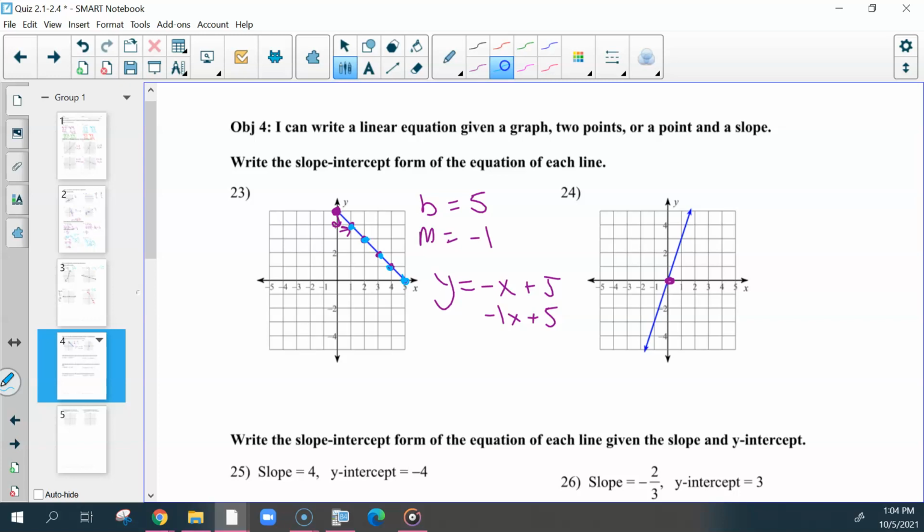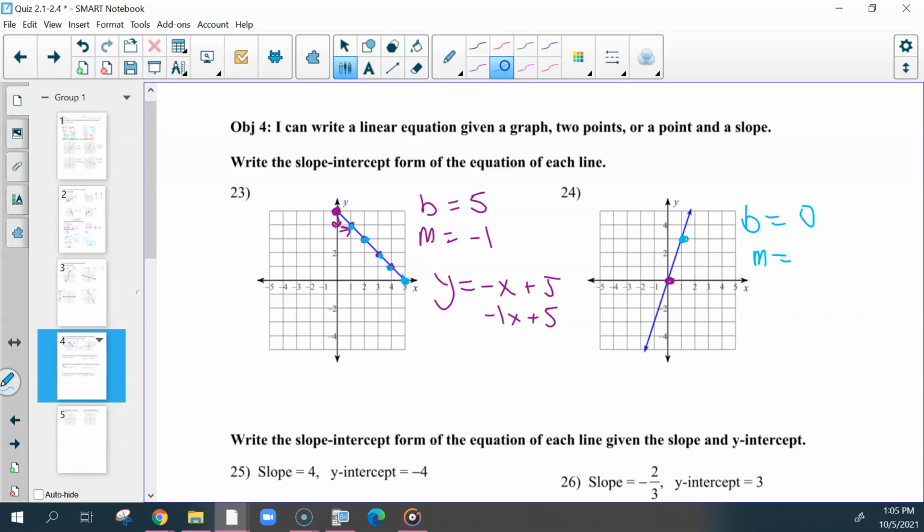But the slope itself does not have an x in it. It's not negative 1x. It's just negative 1. So sometimes I'm seeing you guys put the x together with the slope. The slope is what's in front of the x. So for the next one, our y-intercept is at the origin, so 0.